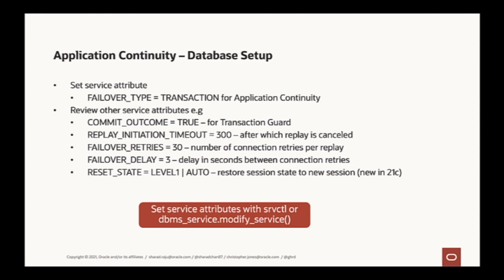So set up and mentioned service attributes, so transaction level for application continuity, and a bunch of other service attributes that you can set there, like failover retries: how often do you want to reattempt replaying this work. Although I've listed them here, I think the best practice recommendation is to actually put those in the connect string so that you have more control over it. And you have extra settings.